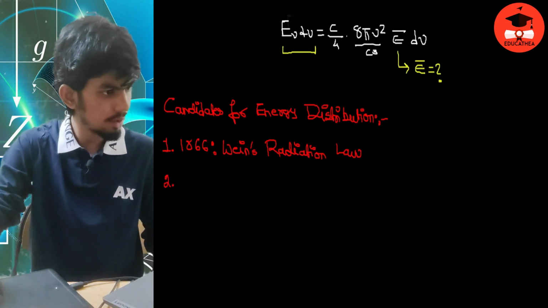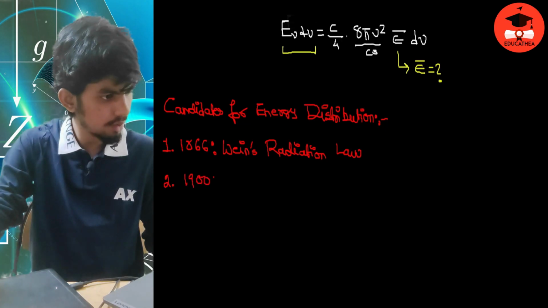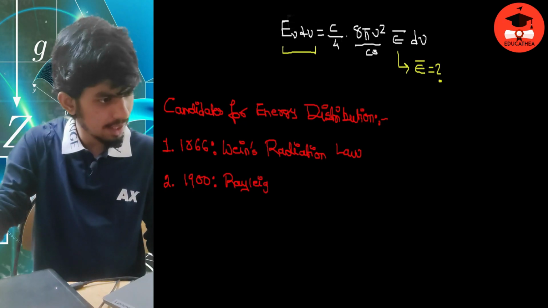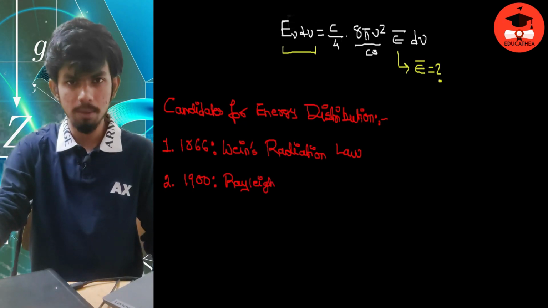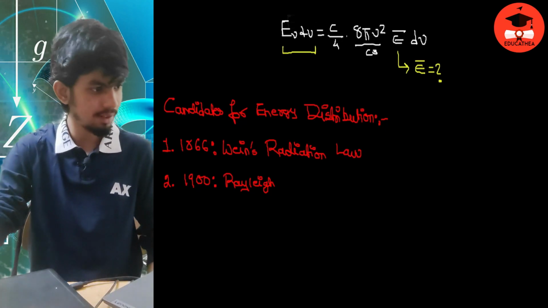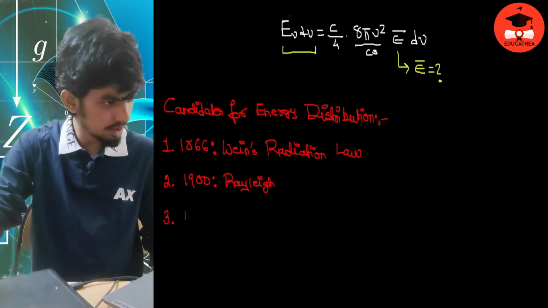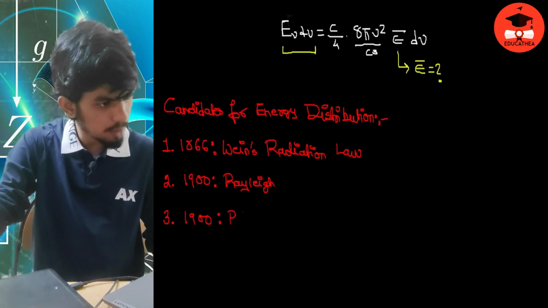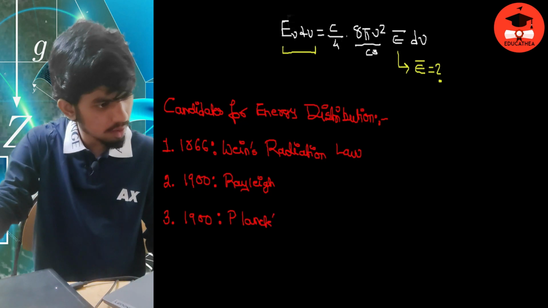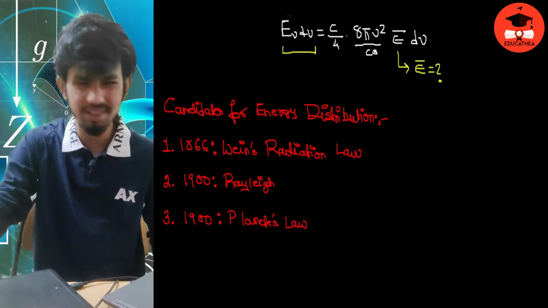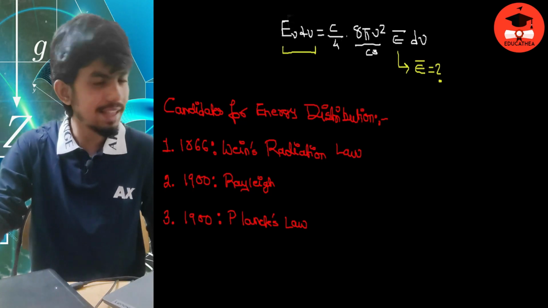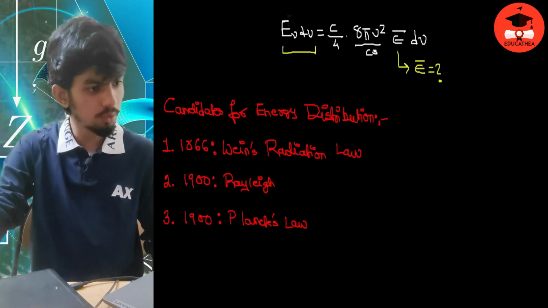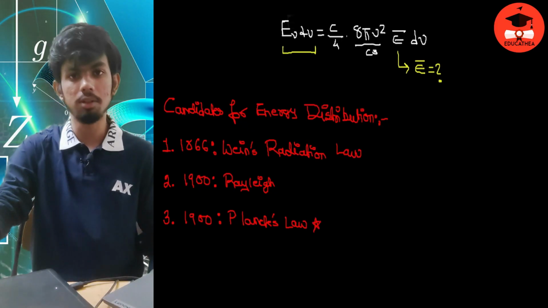Then it was in 1900, Lord Rayleigh gave his expression for epsilon bar. But again, this had certain flaws in it. In the same year, that is 1900, after some time, it was Max Planck who gave his Planck's law or Planck's radiation law, which exactly explained how E nu d nu should look like. So this was the correct expression for E nu d nu.